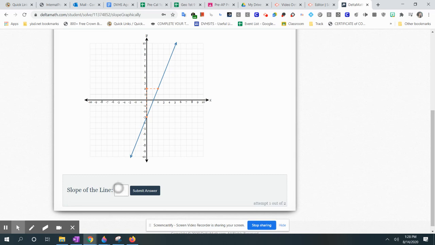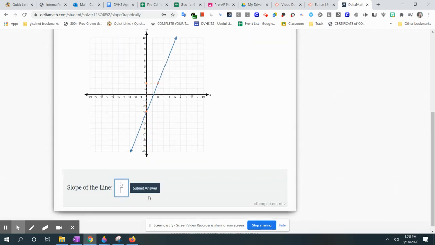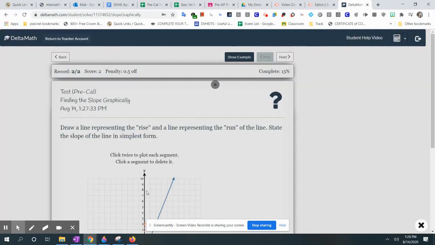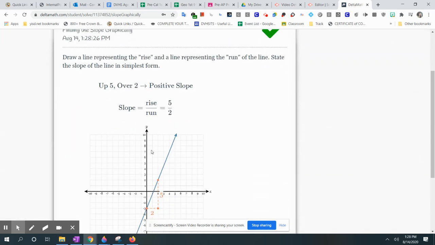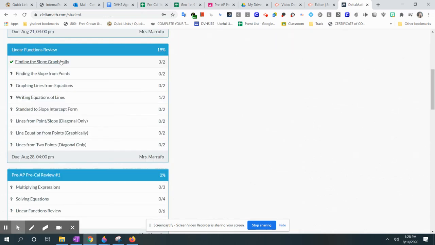Then from there, I go ahead and type in what my slope is. It rises 1, 2, 3, 4, 5, and it runs 2. So I'm going to write it as 5 over 2, and I submit my answer. And it says, are you sure? I click yes, and then you're done. Okay, so you do have to show it on the graph in order for your answer to be correct.